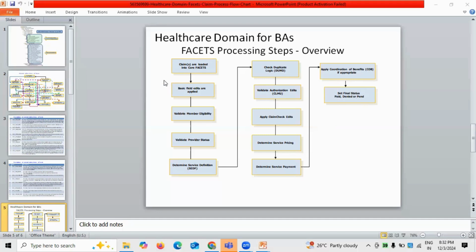This is the claim facets processing steps, which being a business analyst, you must be knowing. Understood? Clear? Yes. Understood or not? Right? Yeah, got it.